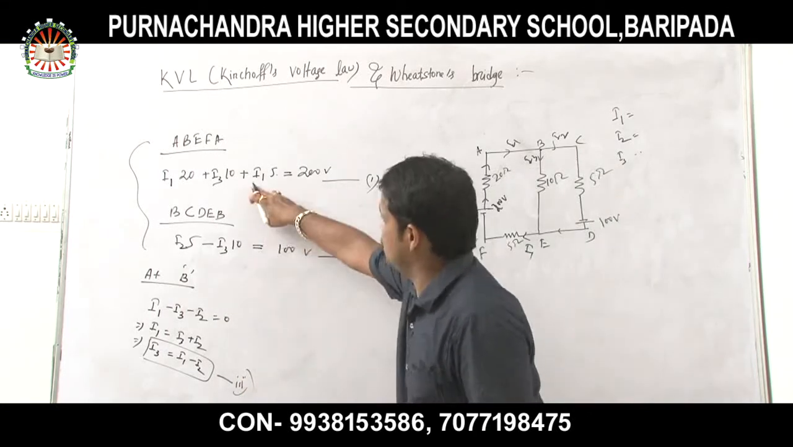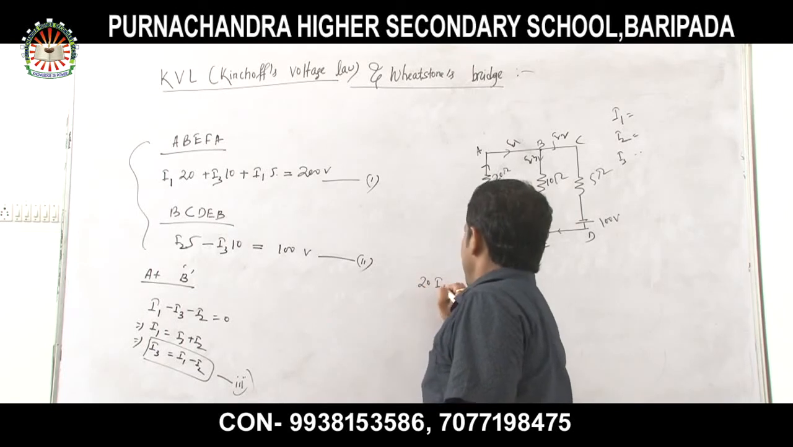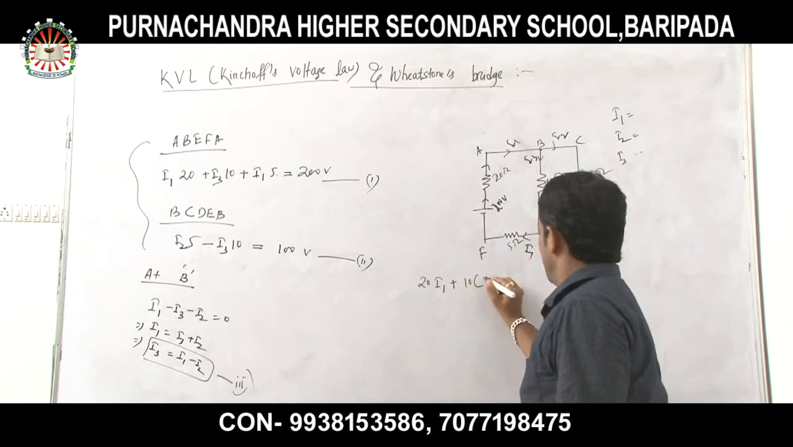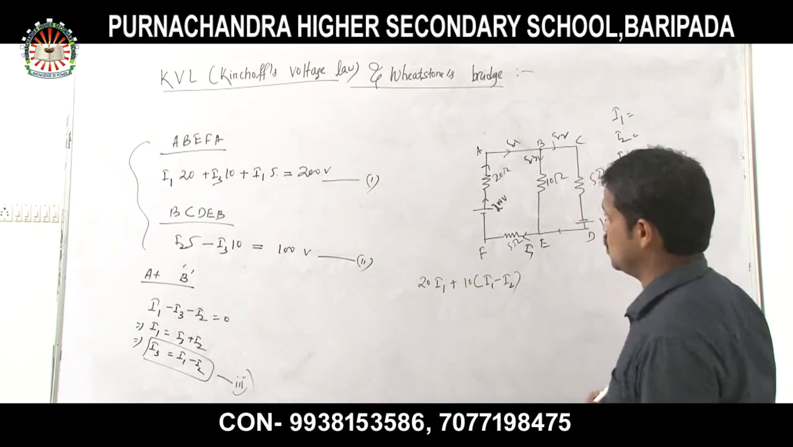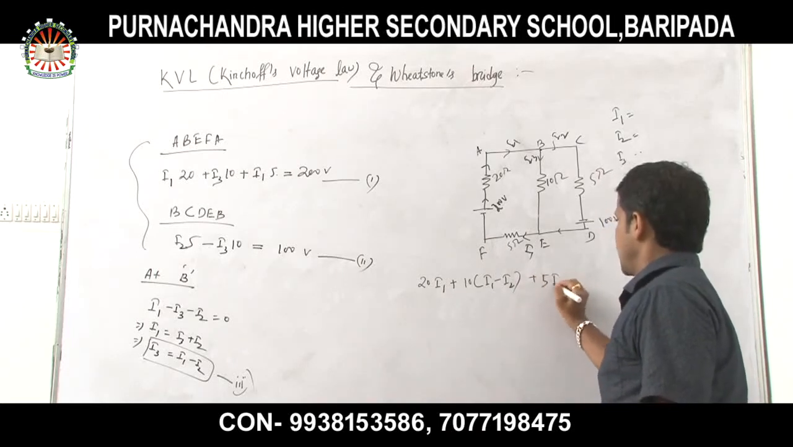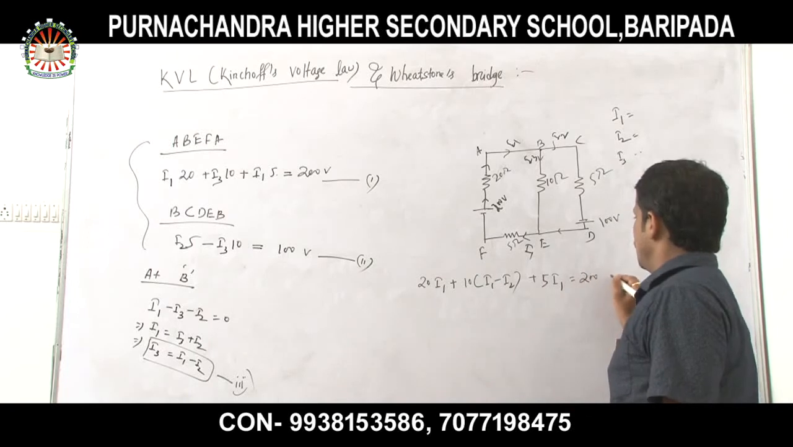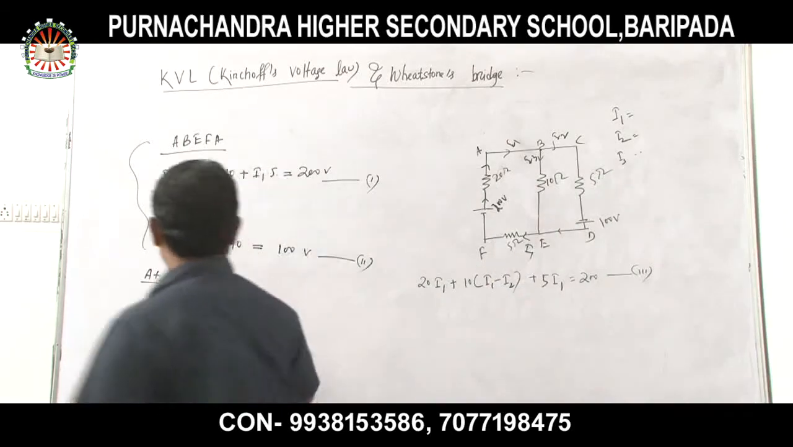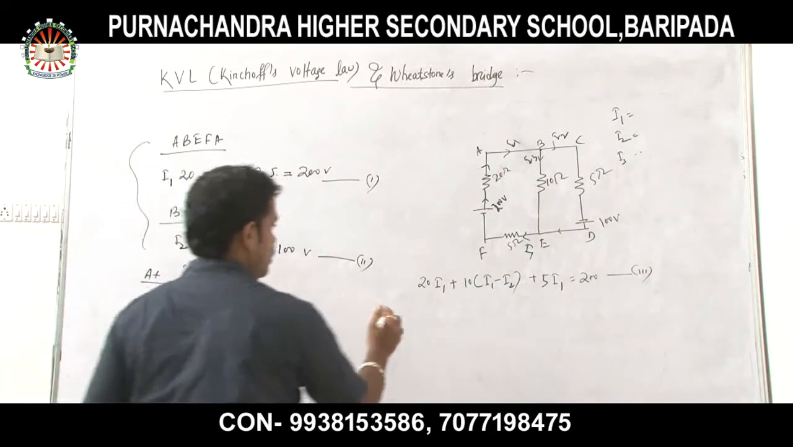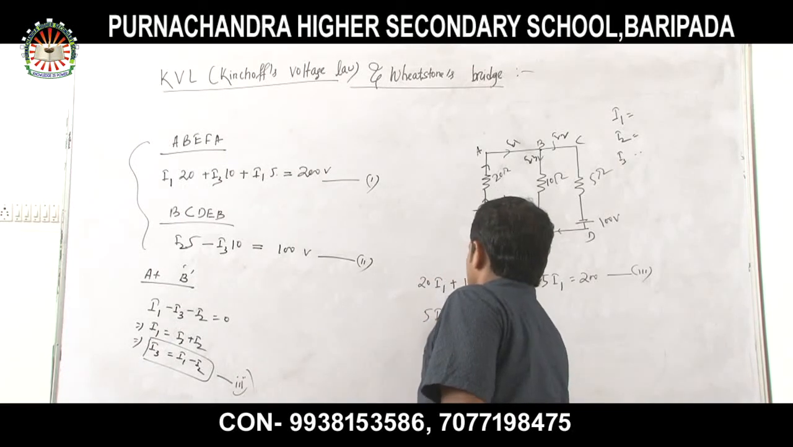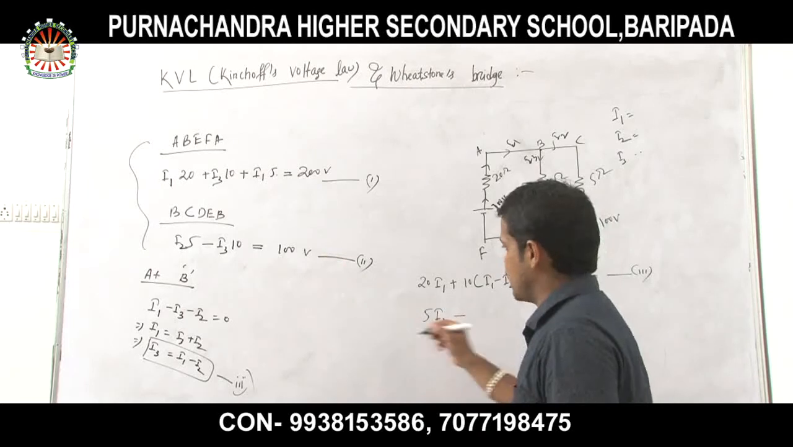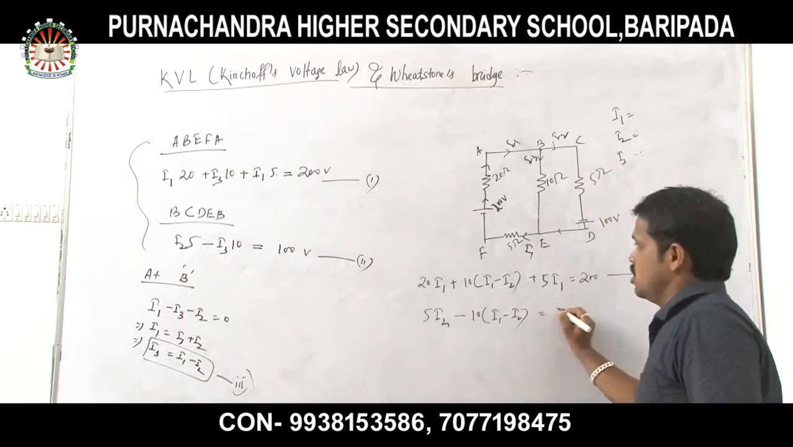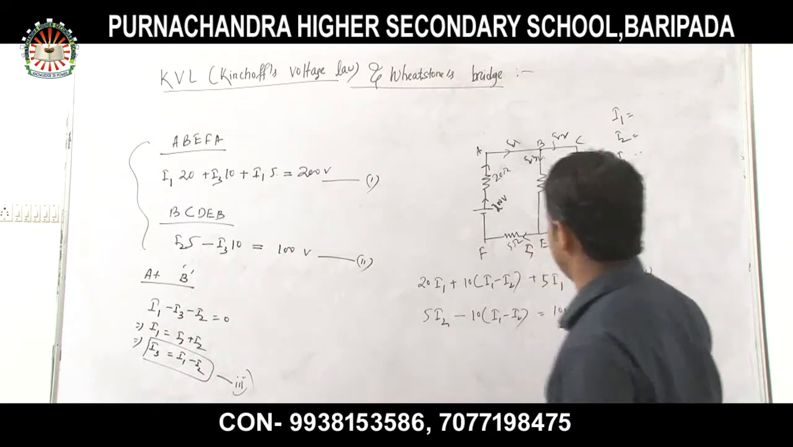Now put equation number 3 in this equation. So what can I write? 20 I1 plus 10 into (I1 minus I2) plus 5 I1 is equal to 200. Simple. Now I can put this I3 value here also. So if I put the value here, what will I get? 5 I2 minus, in place of I3 I have to put (I1 minus I2), into 10, is equal to 100. Very simple.